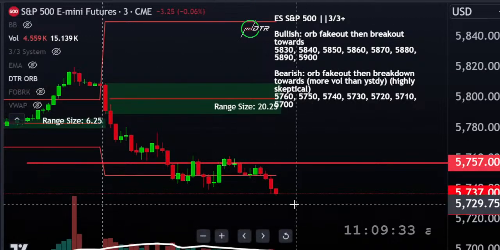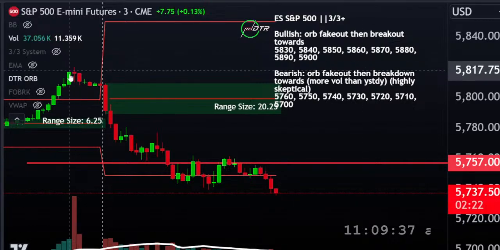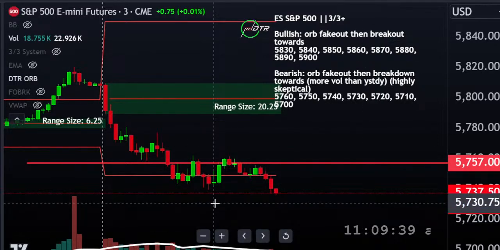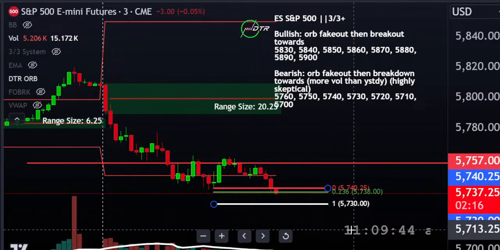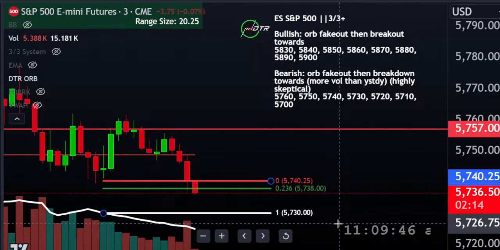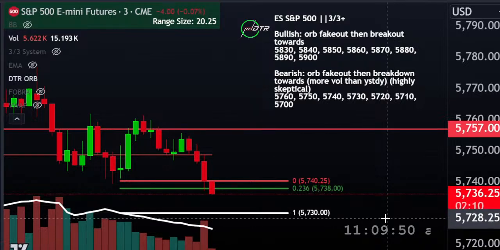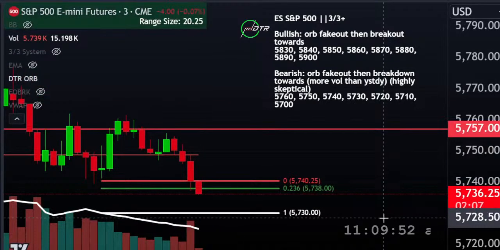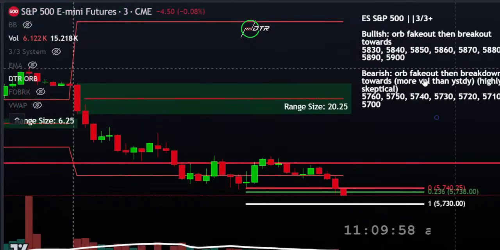So we do have space here down towards maybe this 30 handle. It's a pretty tight stop loss. 2 points. Very tricky, Rusty. I agree. Very, very tricky here.